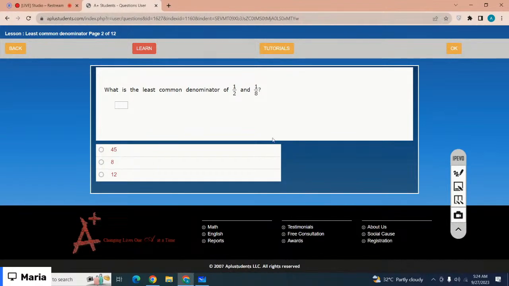The correct option is you have to write down the multiples of 2 and 8. But let me just tell you a trick, right? You can see 2 and 8. 2 is the smaller number and 2 times 4 makes 8, right? Like the smaller number is a multiple of the greater number. Then the least common denominator is the greater number, right? Because 2 times 4 makes 8. So 8 is the least common denominator of both the numbers, right? That would be 8.